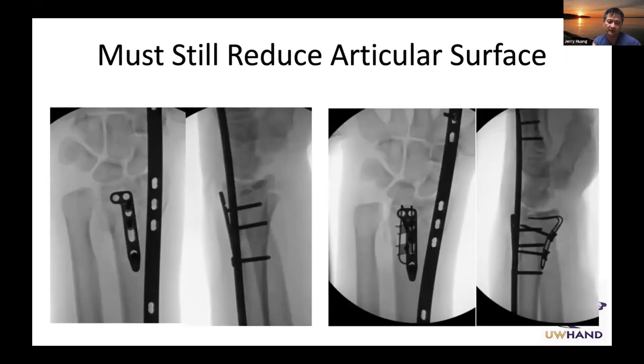And this is an example of a patient with a bridge plate with dorsal plating. If you look at the teardrop angle, it's still not reduced. So this is an example of how you have to really critically look at your reduction, whether it's radiocarpal translation or your articular surface, and make sure they're addressed surgically as well.